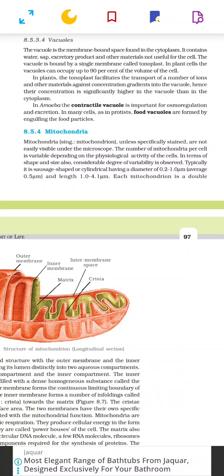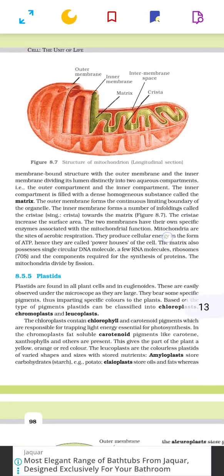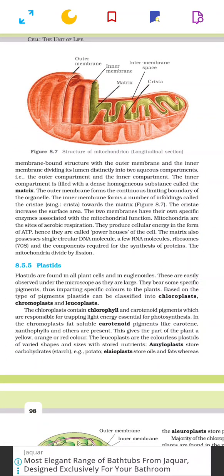Each mitochondrion is a double membrane bound structure with the outer membrane and the inner membrane dividing its lumen distinctly into two aqueous compartments, that is the outer compartment and the inner compartment. The inner compartment is filled with a dense homogeneous substance called the matrix. The outer membrane forms a continuous limiting boundary of the organelle. The inner membrane forms a number of enfoldings called the cristae, singular crista, towards the matrix. The cristae increase the surface area.